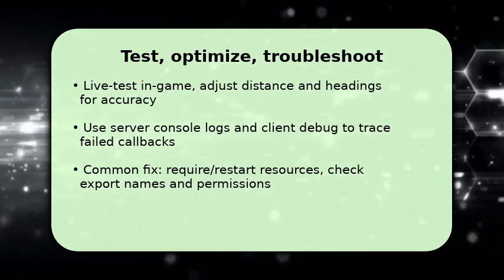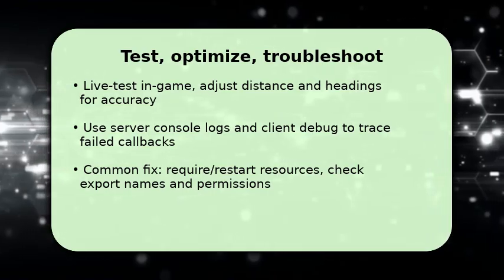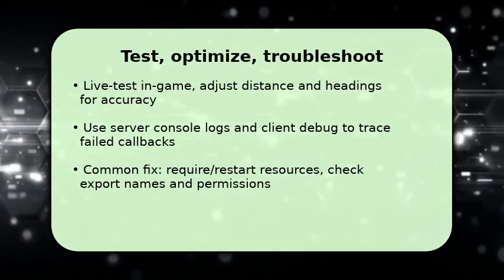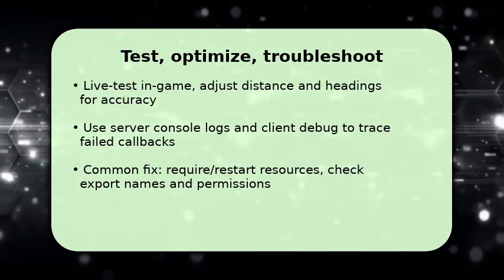If interactions miss, tweak zone radii and headings for better alignment. One key troubleshooting tip: when an action returns nil, check that the target resource.